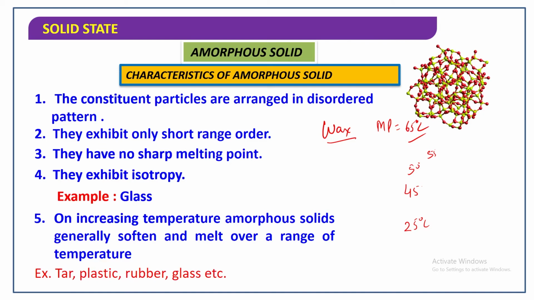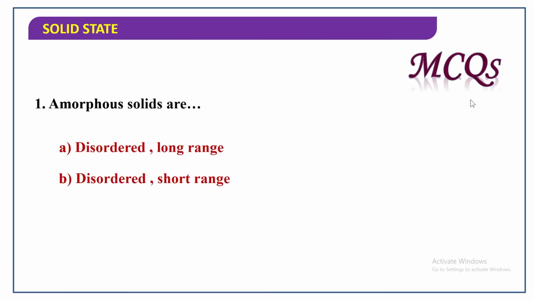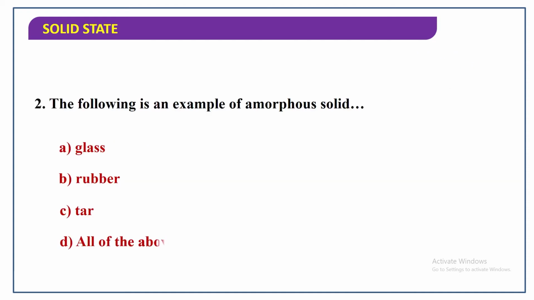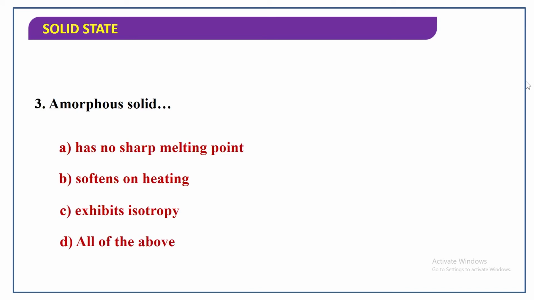So, we have tar, plastic, rubber, glass. All these are amorphous solids. They are disordered and short range. Amorphous, all of the above, right, sir?